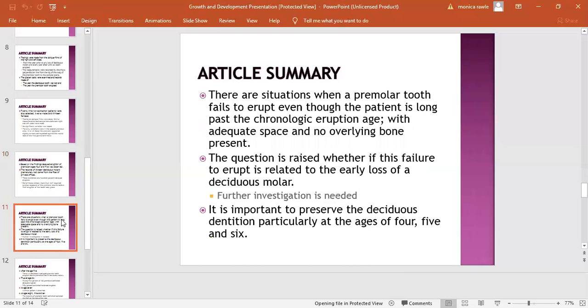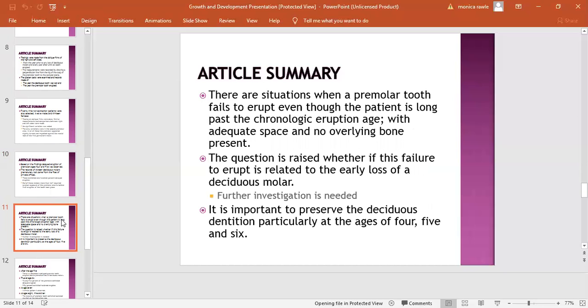There are situations where a premolar tooth fails to erupt even though the patient is long past the chronologic eruption age, with adequate space and no overlying bone present. Further investigations need to be made in this area because questions are still being raised why this occurs.